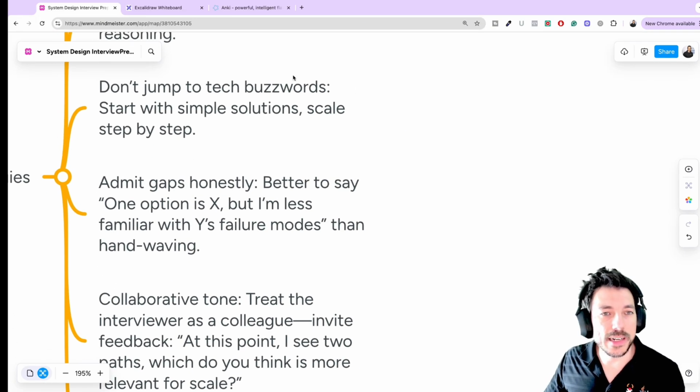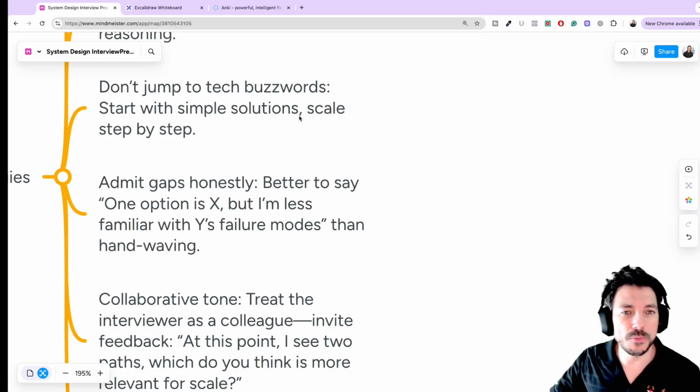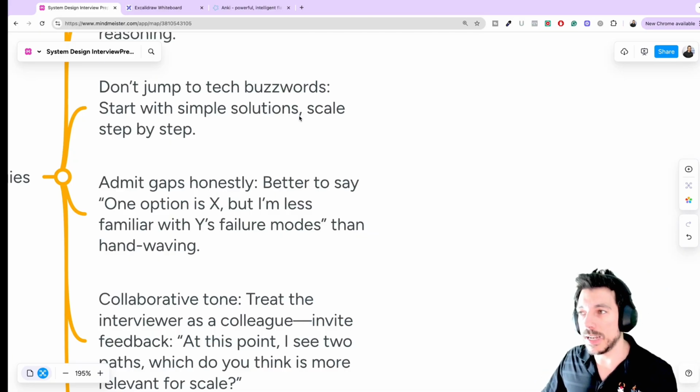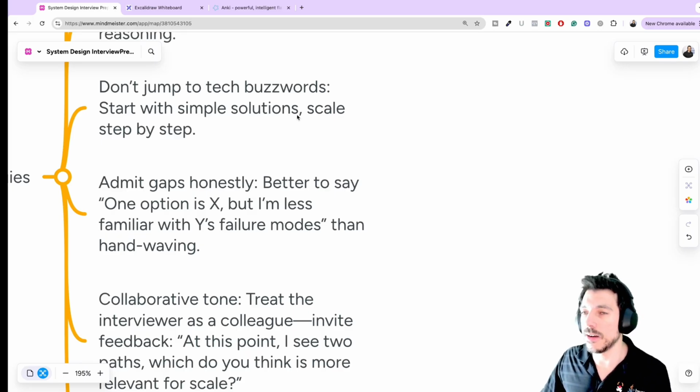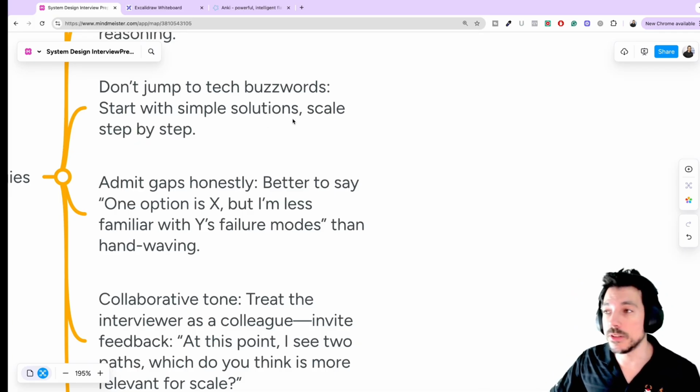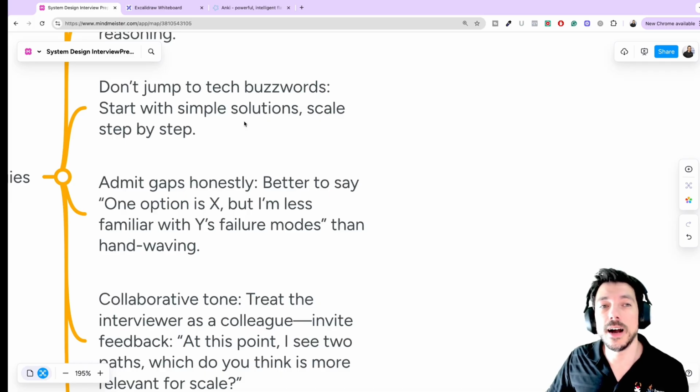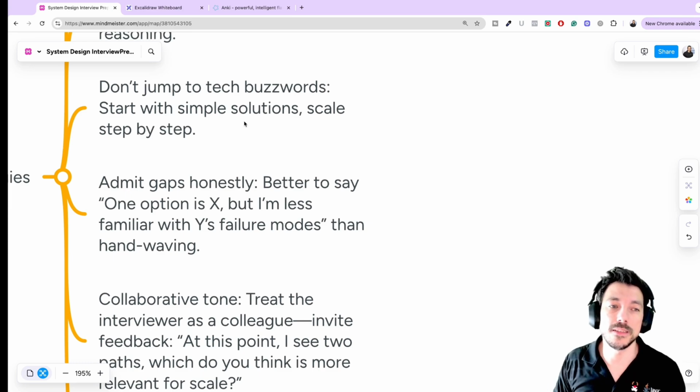And don't use tech buzzwords. Start with simple solutions and scale step by step, and be wise about the technology you choose. Don't choose technology that you're not used to, because they might counter you. They might say, hey, you said this technology. You talked about Kafka. How much do you know about Kafka? And then you're going to be challenged during the interview. You're going to have to explain the whole thing about Kafka.